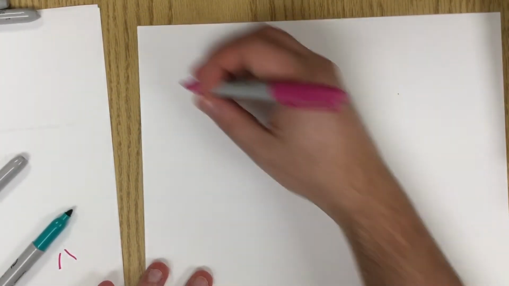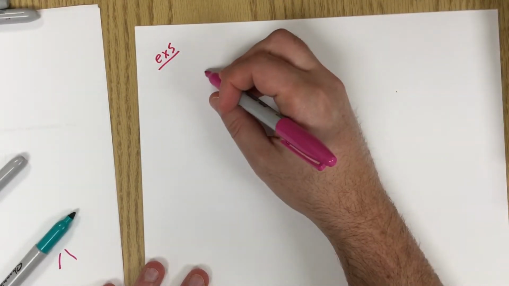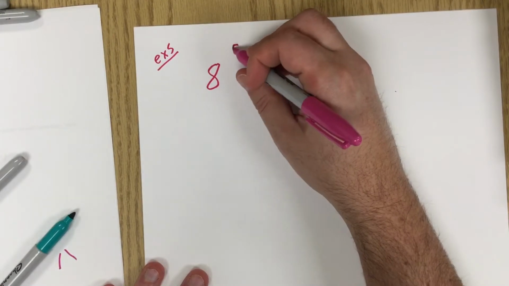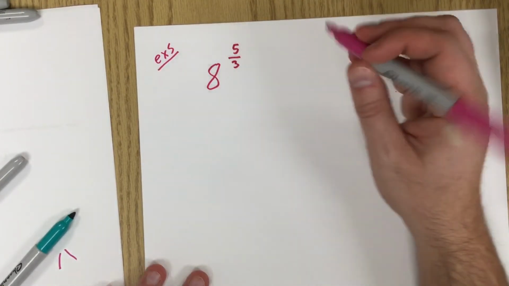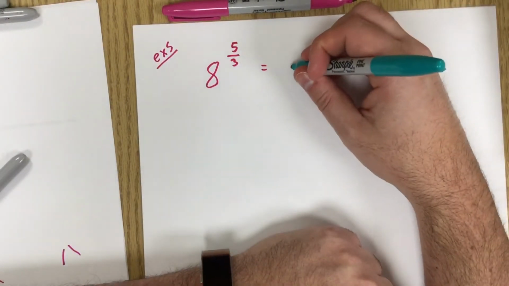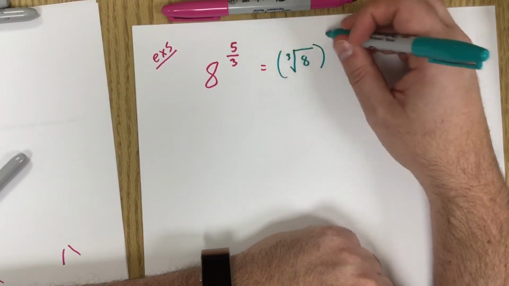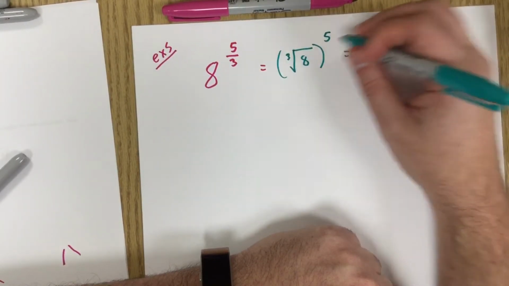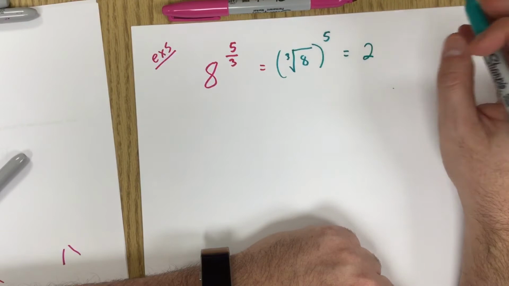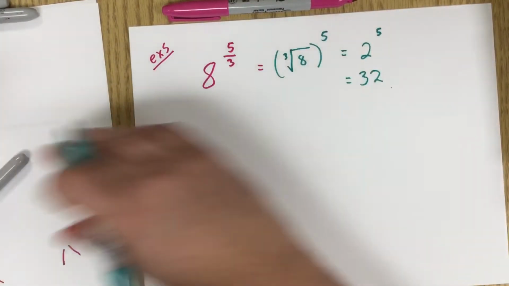Okay, back to our regularly scheduled program. So what we have is example 5, 8 to the power of 5/3. So that's going to be equal to, I'm going to do the root first if I can because it's easier. The cube root of 8 is 2, and 2 to the 5 is 32.